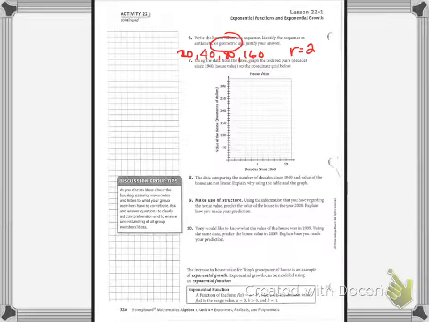So using the data from the table, graph, and we're going to see what happens. Again, pay attention to your units. The decades since 1960 is going by ones, but the value of the house is increasing by 10,000s. So in 1960, which we're going to say is decade 0, it was 10,000. And then in 1970, which was 1 decade since 1960, would be 20,000.